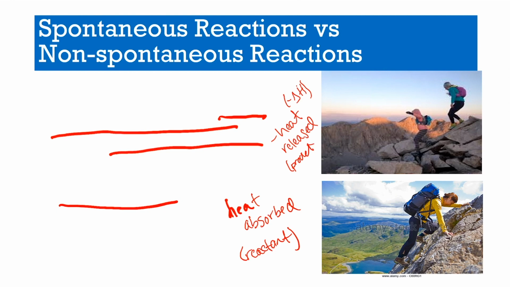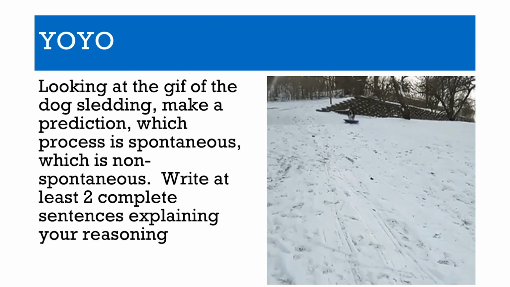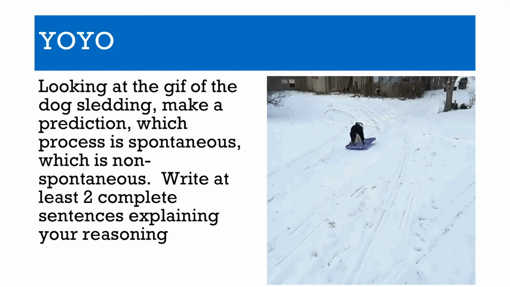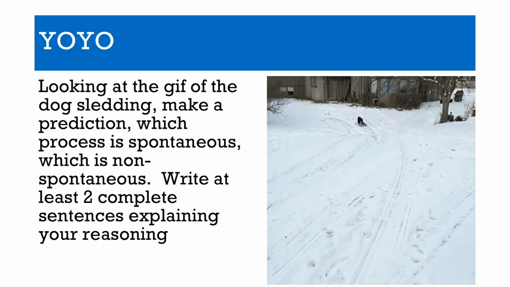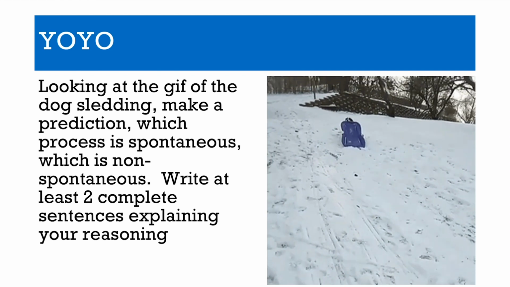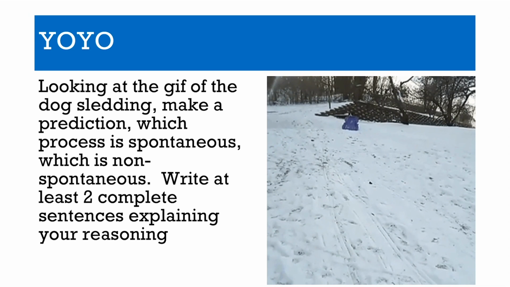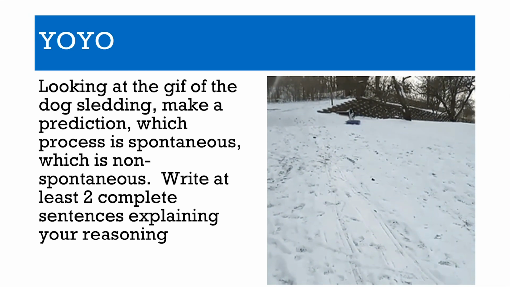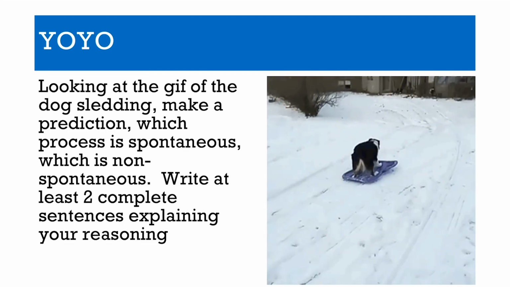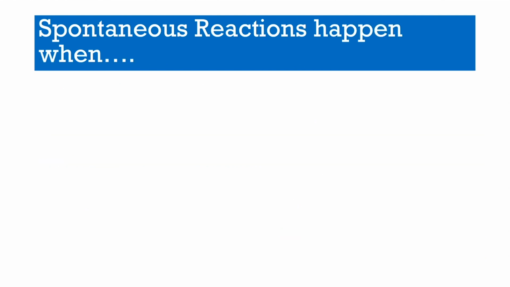Okay, so if we go back to the dog GIF example, the dog is sliding down, and as soon as it's going, it's going. Going downhill would be the spontaneous part. But dragging its sled back up doesn't happen on its own. The dog needs to put energy in to drag that sled all the way up. So going up would be non-spontaneous, and going down would be spontaneous.